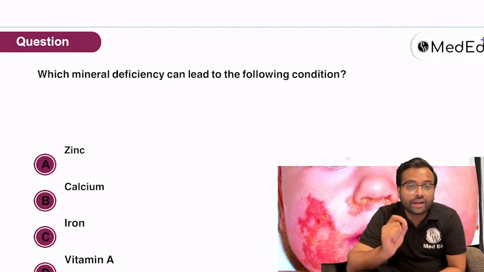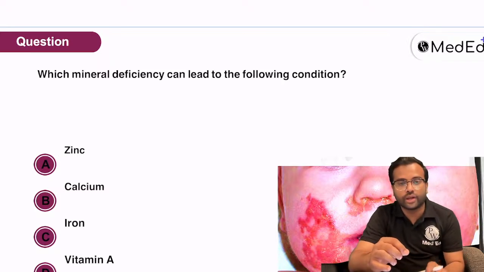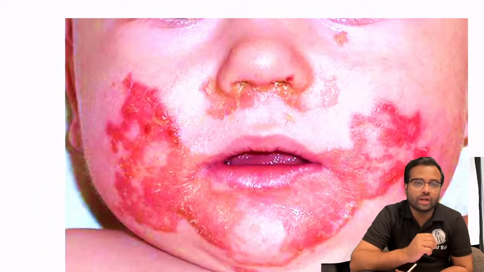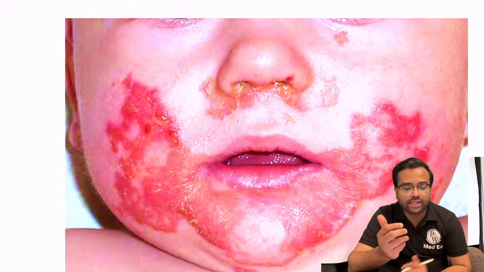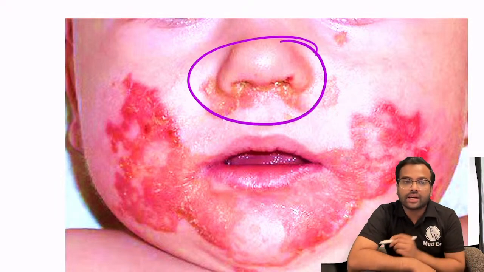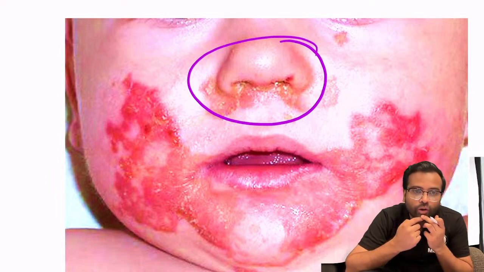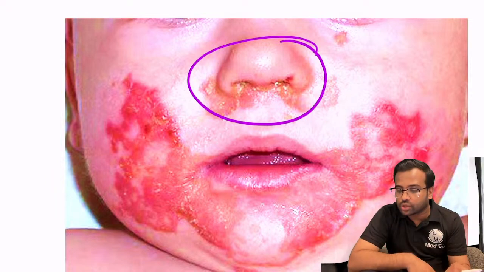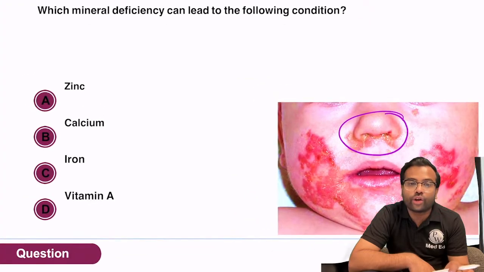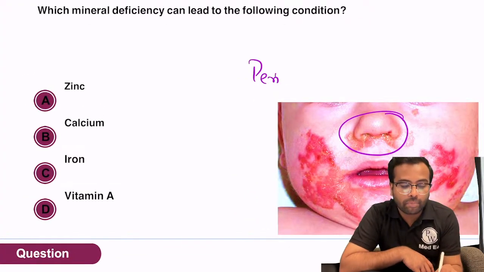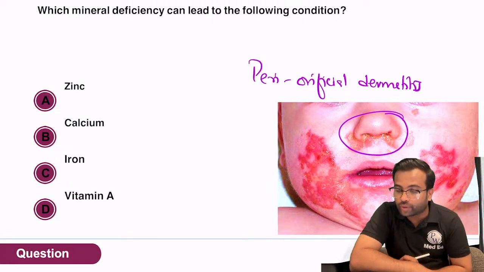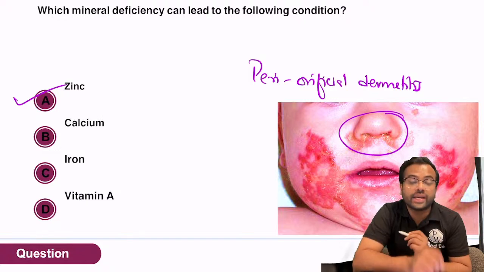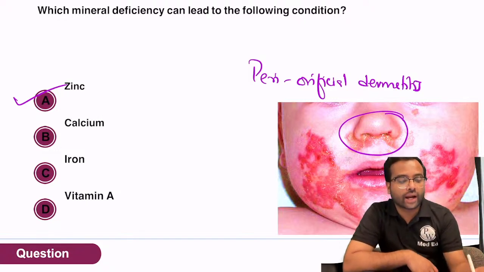Which mineral deficiency can lead to the following condition? And I'll zoom the image for you. So in this image, what I can see is wherever there is an orifice, like around the nasal orifice, there is a rash. Around the oral orifice, there is a rash as well. So what is this? Periorificial dermatitis.